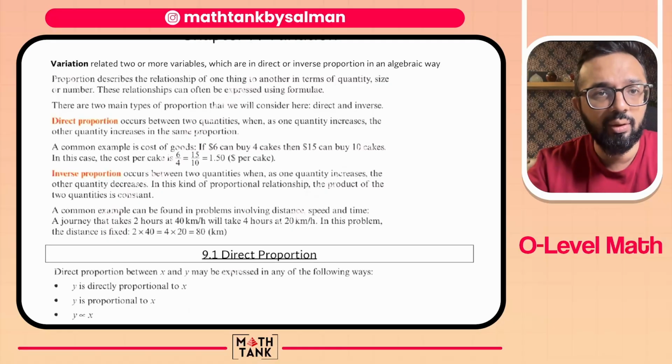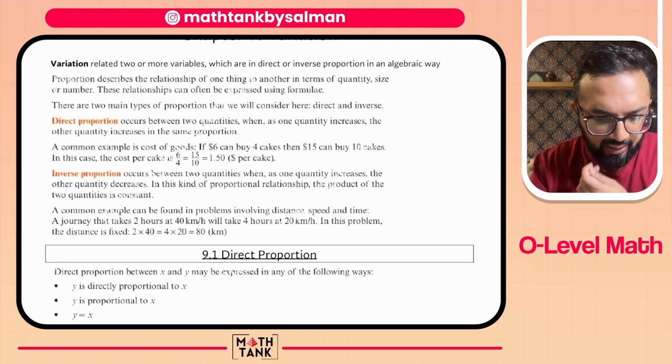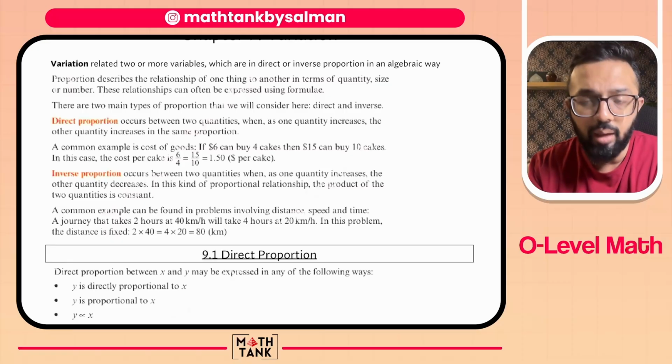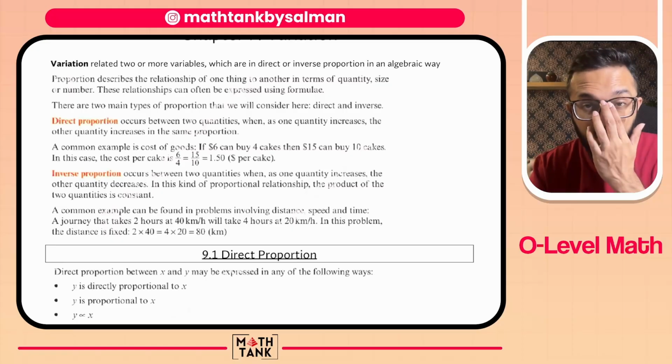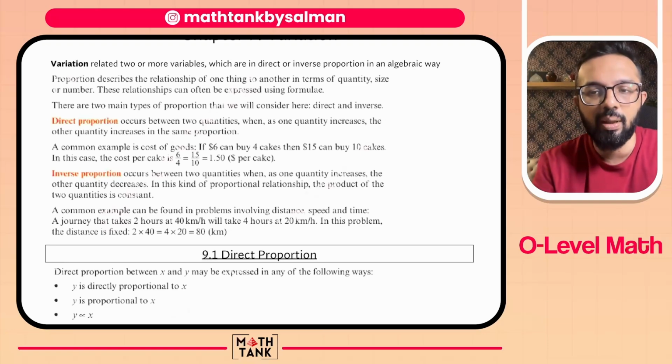Let's talk about variation. Variation relates to two or more variables which are in direct or inverse proportion in an algebraic way. So that's how variables change in relation to one another. You've probably heard of direct relations and indirect relations, and that's what this topic is about.